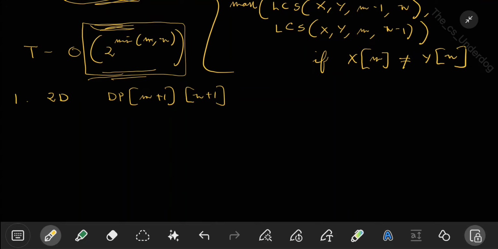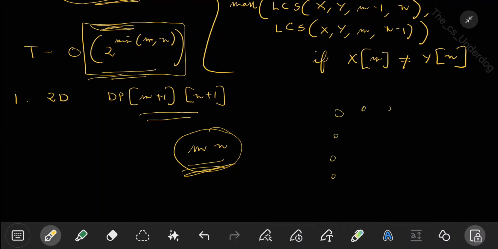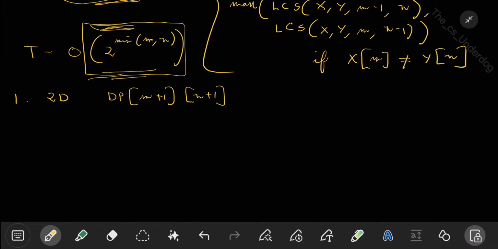Why should it be m plus 1 cross n plus 1? Because we already discussed that the total number of different recursive calls is m into n. In order to store that, you need m into n different blocks. And why m plus 1 and n plus 1? That is because the first row and first column will have all zeros. You'll understand why when we go forward. So this is the DP table.